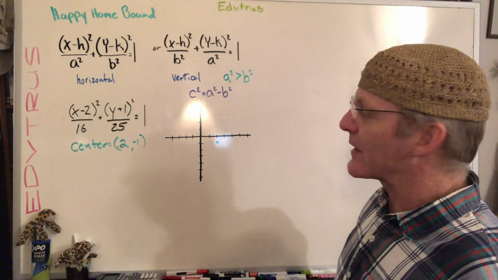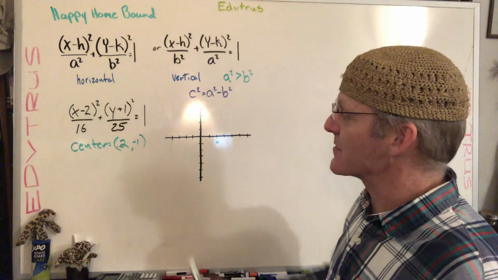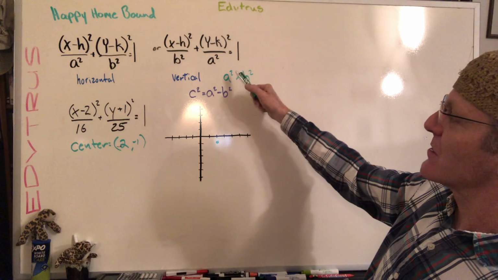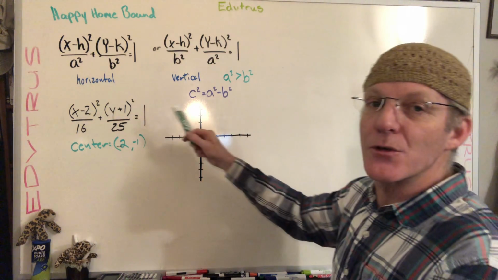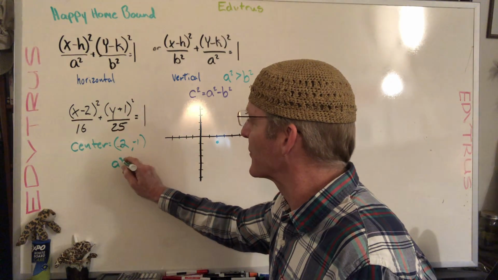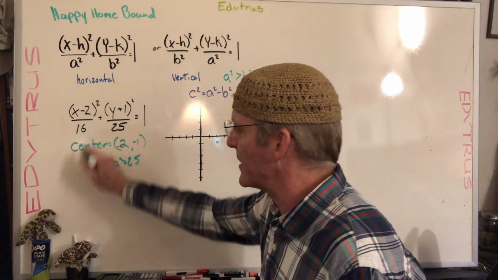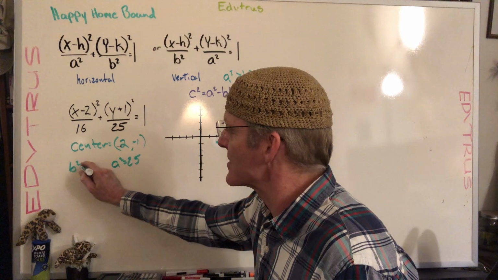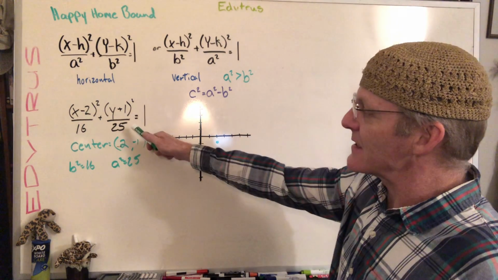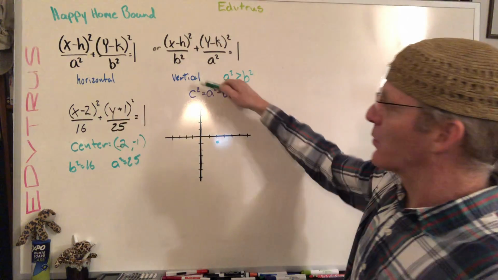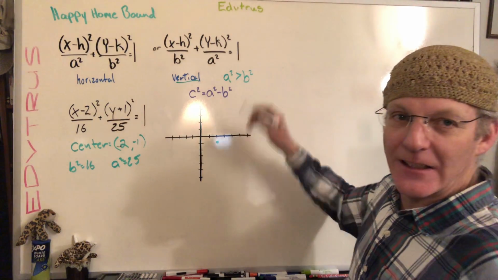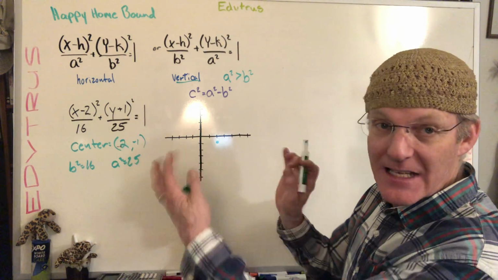Now, we've got to determine which orientation this is. If we notice 25 is larger than 16, remember a squared is always the larger of the two. 25 is our a squared term. So a squared equals 25, which means b squared is our 16 right there. So since a squared is under the y value, we're going to be vertically oriented in this case. Our ellipse is going to be longer up and down instead of side to side.